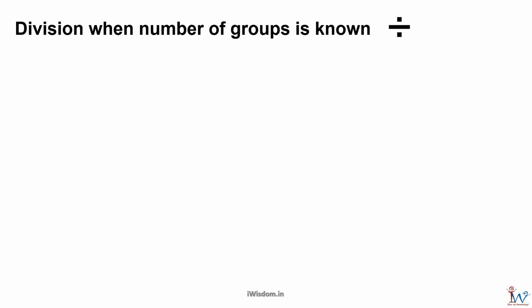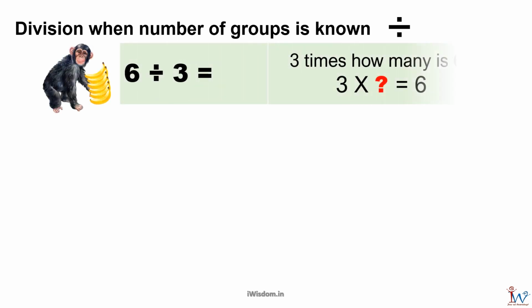When we want to distribute 6 bananas among 3 monkeys, we ask 3 times how many is 6. Then from the multiplication table of 2 we get 3 times 2 is 6. Hence 2 is the answer. So 6 divided by 3 is equal to 2.